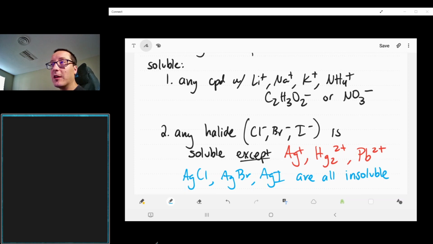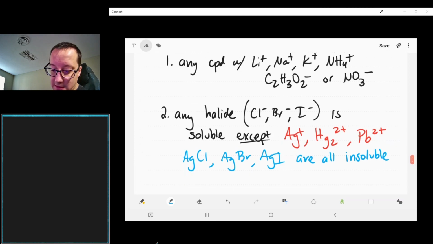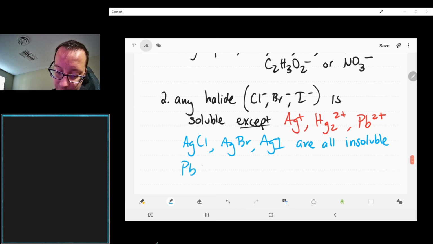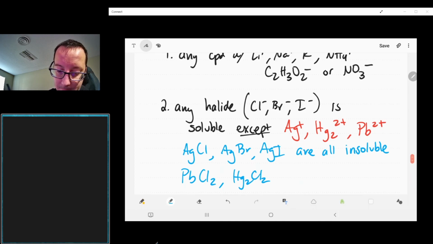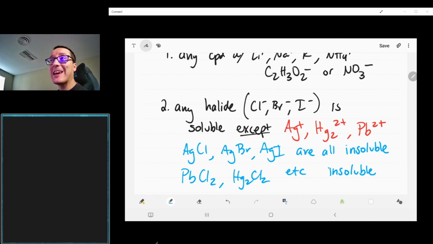So same thing with the lead salts. These are also insoluble. But we would expect something like calcium chloride or magnesium iodide to all be soluble. The only halides that are not soluble are ones that are made with silver, mercury 1, or lead 2.